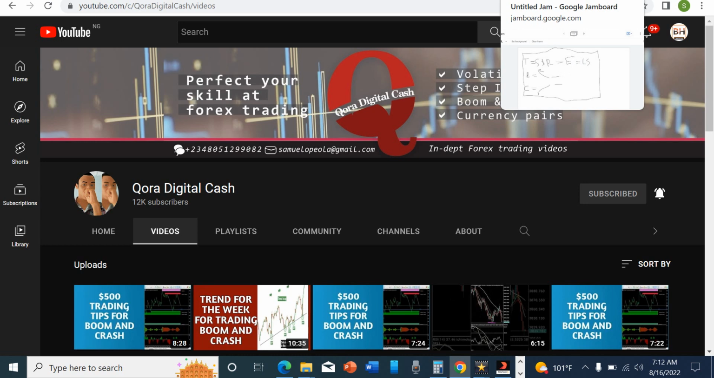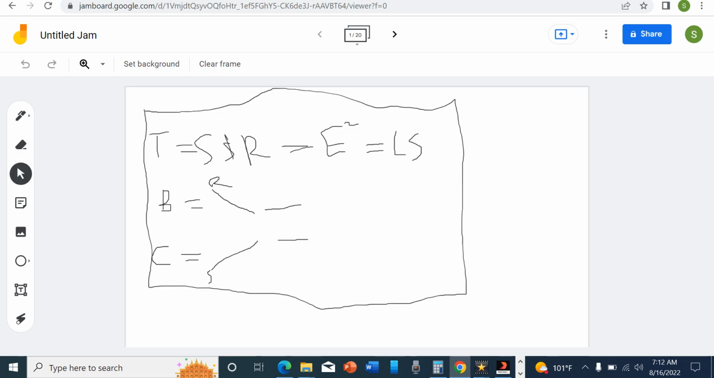So quickly, let's go straight into what we have right here. Like I said, we'll be looking at boom and crash trading strategies which we can use to milk the market successfully. But before we go fully into that, it is important I take you down to the Jamboard just for us to see what are the things we should look out for before we can go on with a certain pattern or with a certain strategy in order for us to trade successfully. If you don't know some of these things, then you might be getting it wrong.